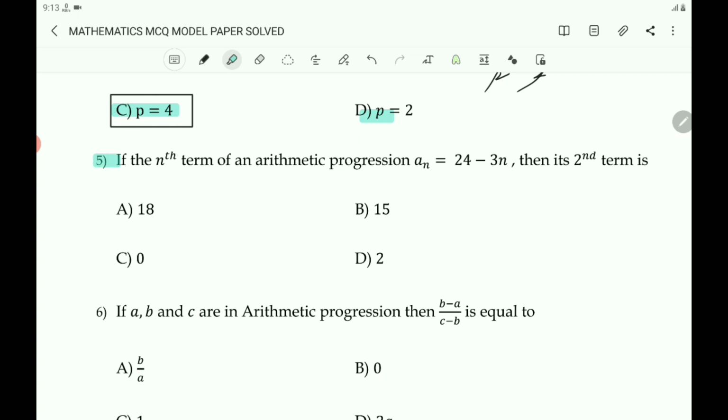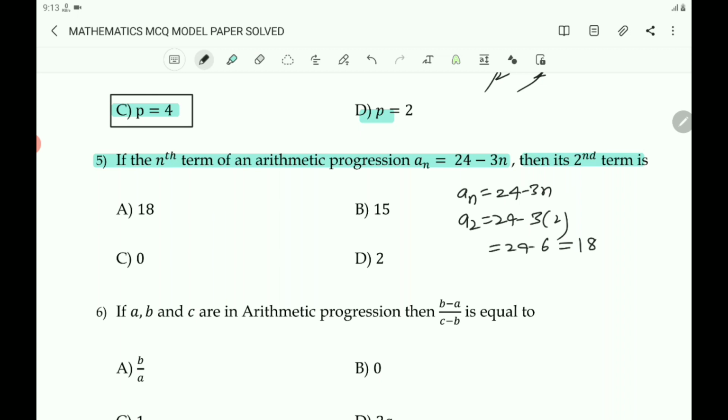What is that question? If the nth term of an arithmetic progression is an equals 24 minus 3n, then its second term is... Here the given relation is an equals 24 minus 3n. So the second term is a2 equals 24 minus 3 into 2, that equals 24 minus 6. So you will get 18. You know that 18 plus 6 is 24. The answer is option A, 18.